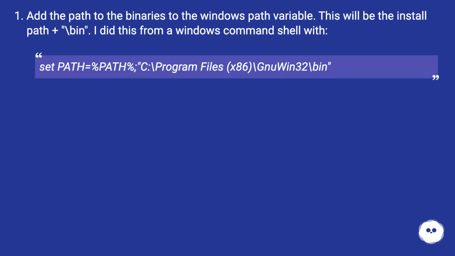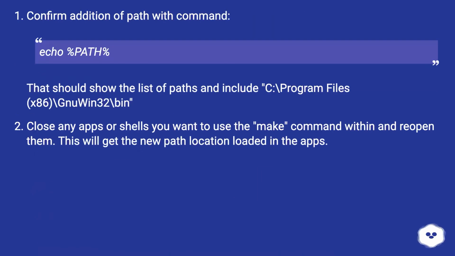I did this from a Windows command shell with set path=%path%;C:\Program Files (x86)\GnuWin32\bin. Confirm addition of path with command echo %path%. That should show the list of paths and include C:\Program Files (x86)\GnuWin32\bin. Close any apps or shells you want to use the make command within and reopen them. This will get the new path location loaded in the apps.